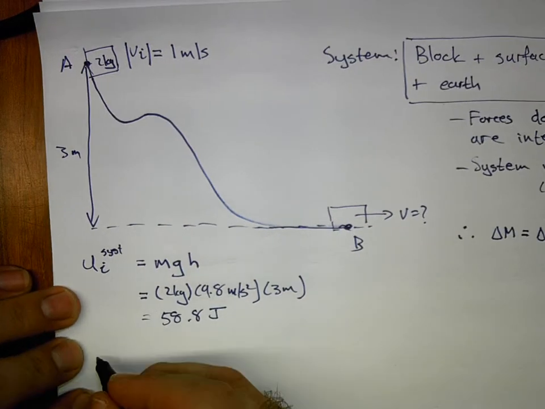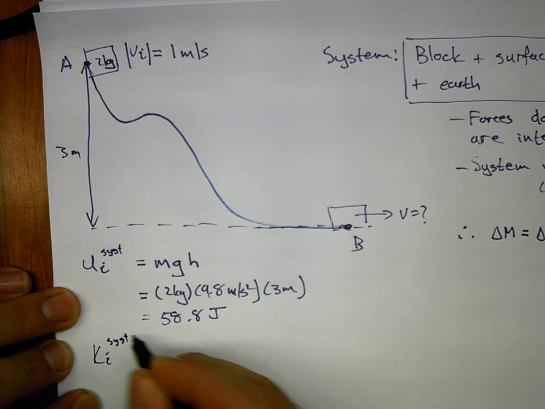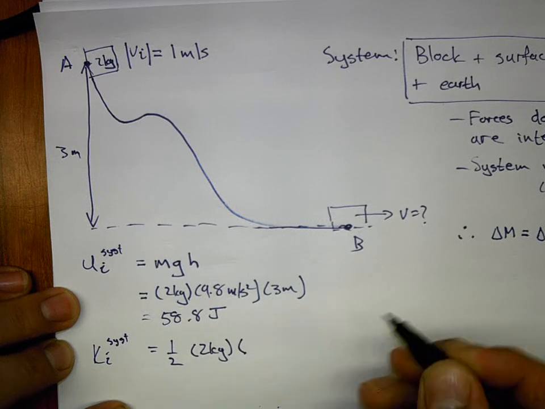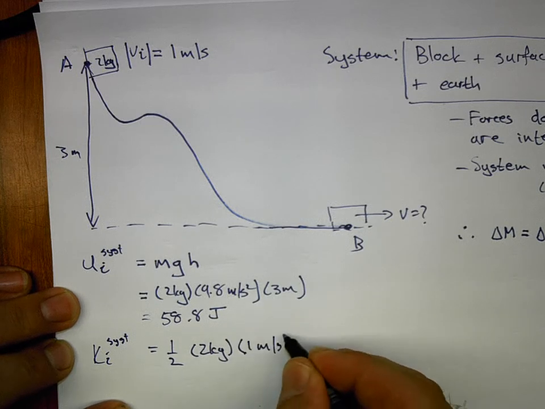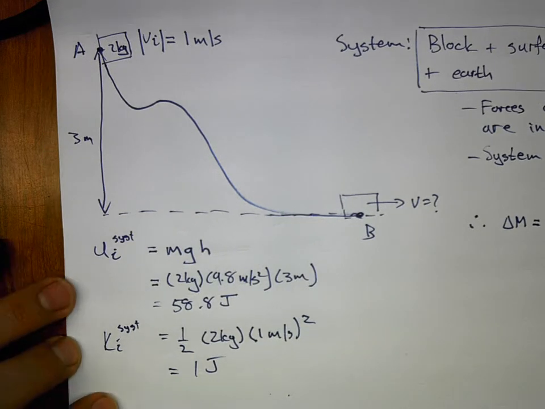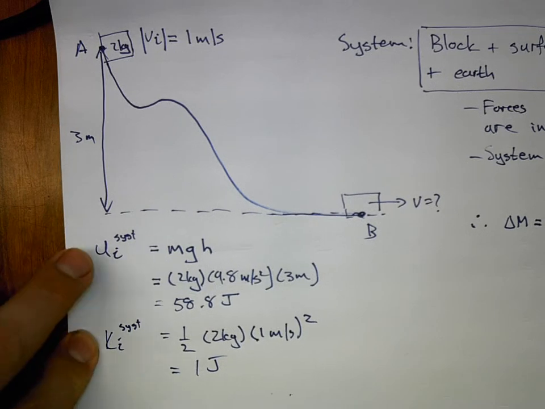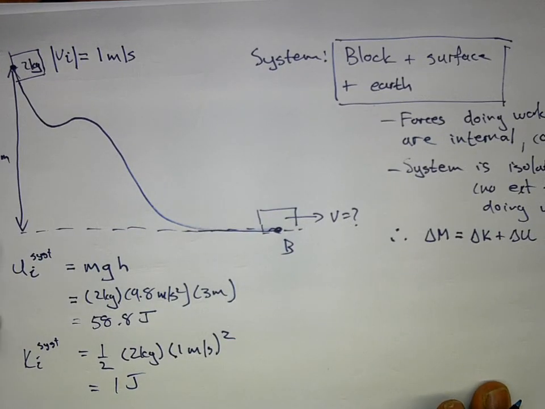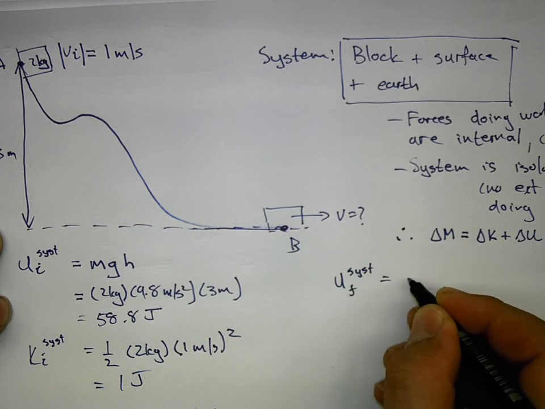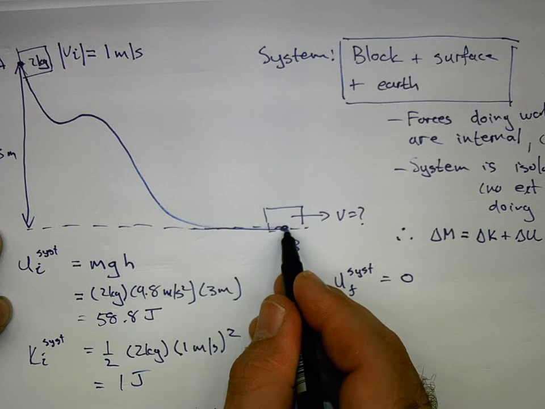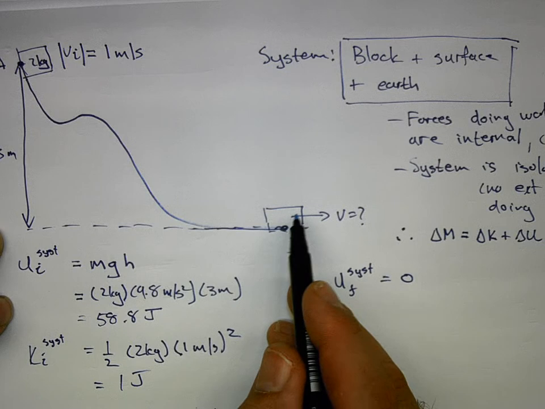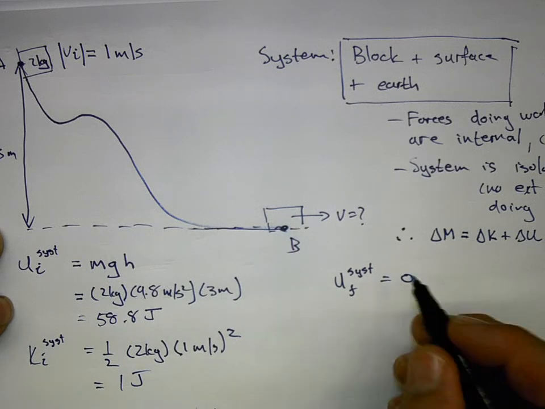Now it's also got an initial kinetic energy. This is equal to a half times the mass of the block, which is 2 kilograms, times its speed squared. This is just equal to 1 joule. So that's the initial potential and initial kinetic energy of the system. The final potential energy is equal to 0 because the height of the block there is 0. It cannot move any lower. So here its potential energy will be a minimum, and effectively that means it's 0.